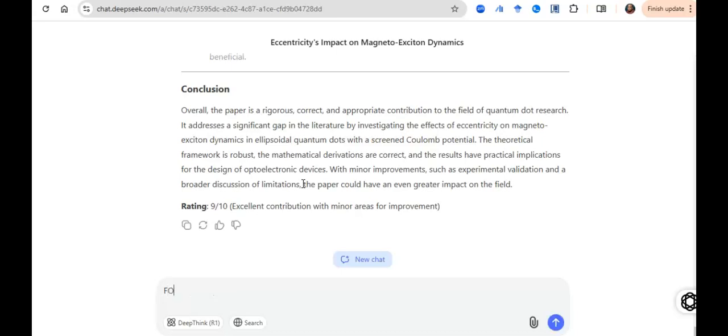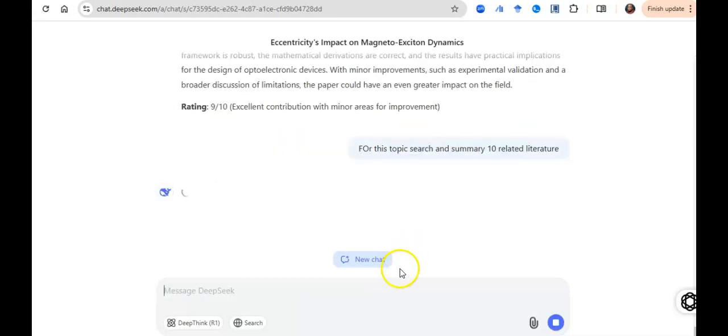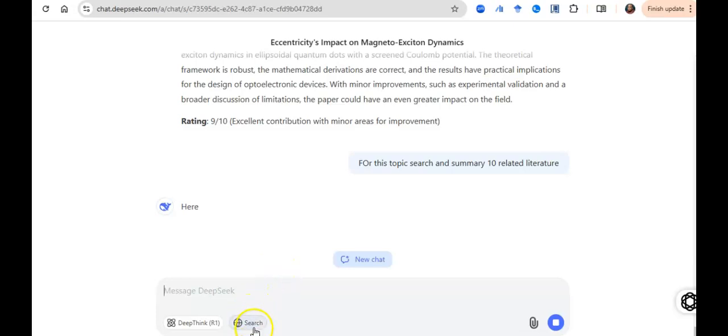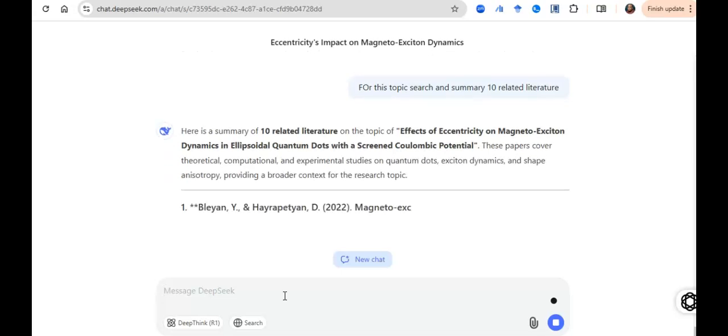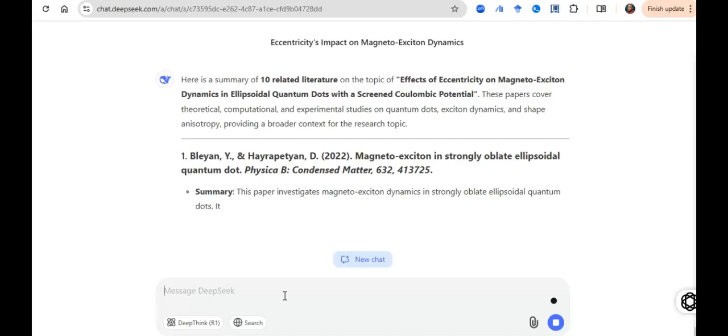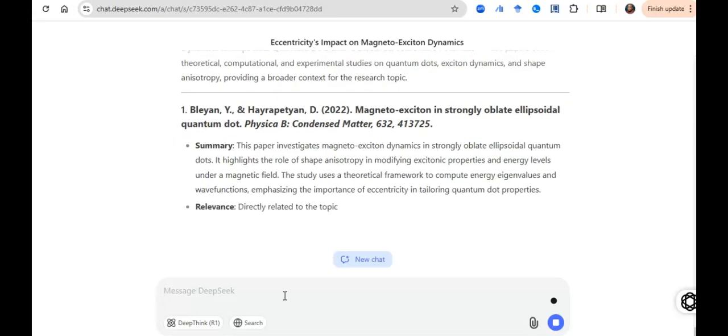You could say, for this topic, search and summarize 10 related literature, and it's going to do that for you. Now I'm going to do that in two ways. I'm doing that even without using the search button. The search button allows you to get online real-time information. So it's going to pick some very related literature. It's going to give me a summary of the literature. It's going to tell me how they relate to what I am doing.